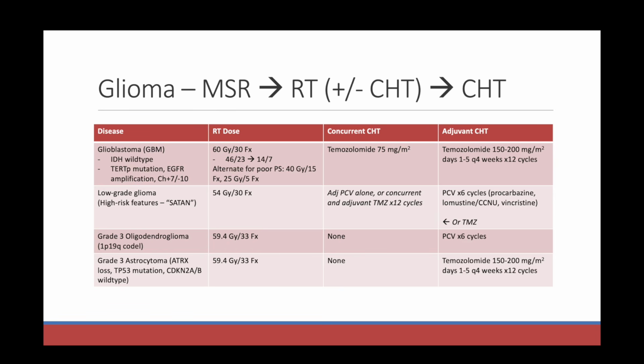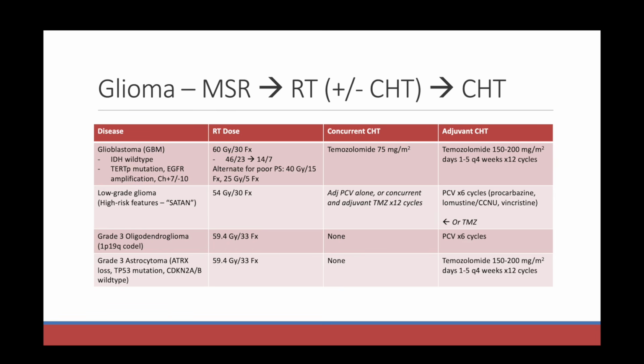So size over 6 centimeters, age over 40, tumor crossing midline, astrocytoma histology, or presenting with neurological symptoms. These patients, especially with low-grade glioma, are at a higher risk for recurrence, and we typically treat them with radiation alone to a lower dose of 54 gray in 30 fractions. And if we do temozolomide, it's given concurrently and adjuvantly, or they can just get radiation and then adjuvant PCV.